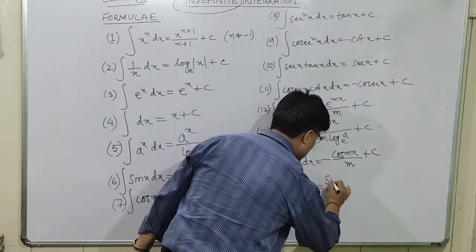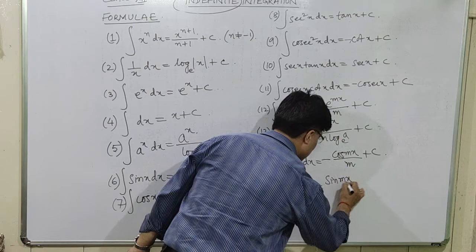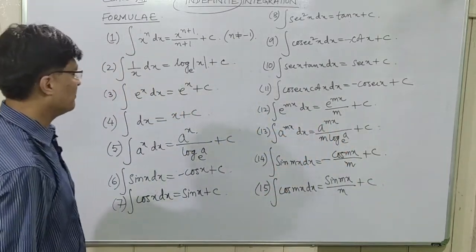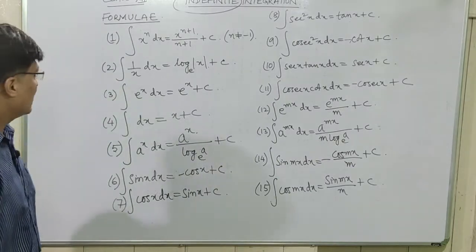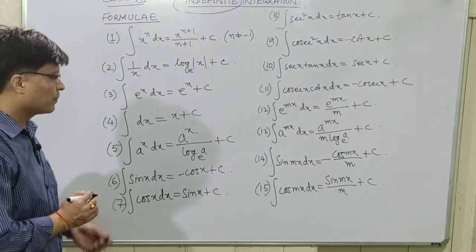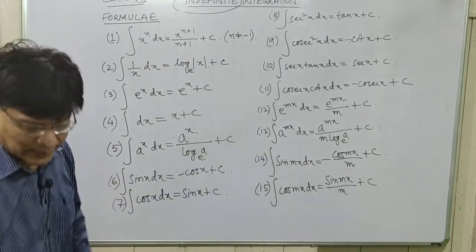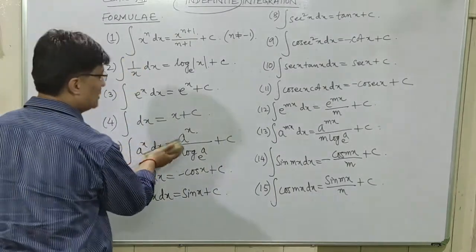Okay? So number 15, integration of cos mx dx is equal to, what is this formula? Sin mx divided by m plus c. That is your number 15 formula. I think you have understood it. Okay? So now let us write down number 16 formula.